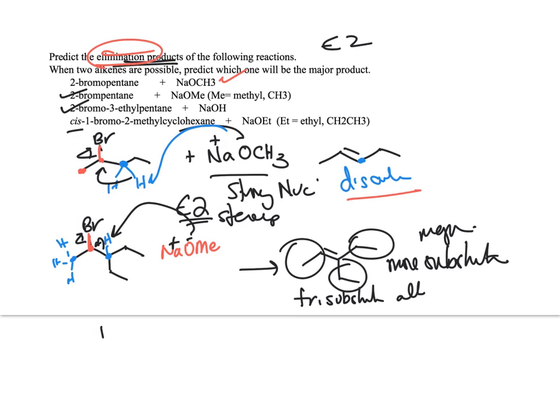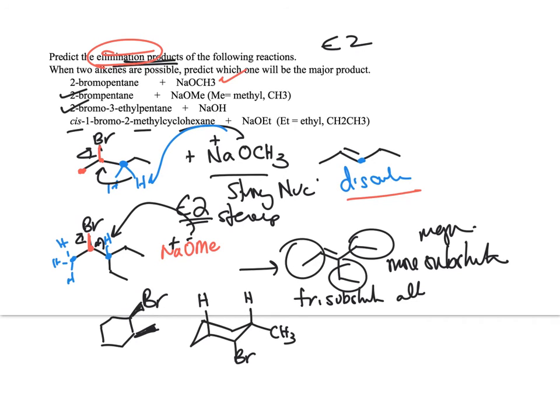Okay, so the next one is cyclohexane, and we have 1-bromo and 2-methyl. And they're cis, so let's put them on the same side. Now when you draw these, you're going to have to draw the chair. And you're going to have to put the bromine in the down position. And then here we can put the methyl in the down position.